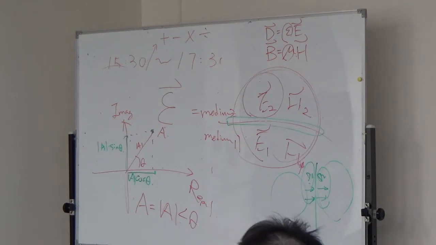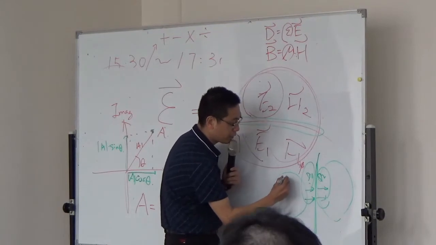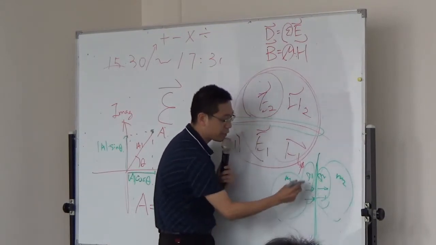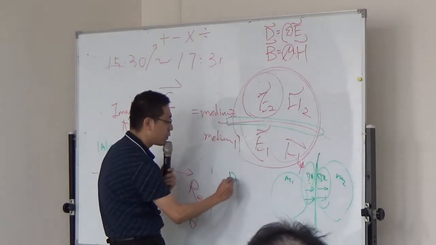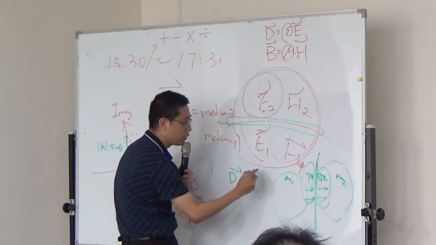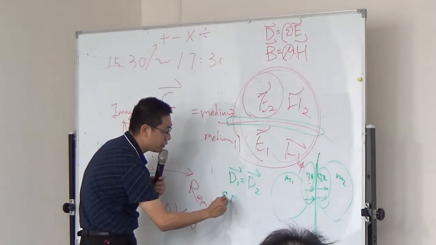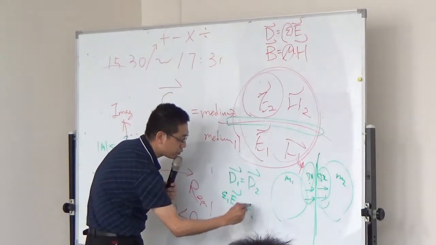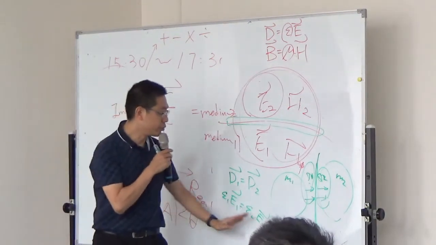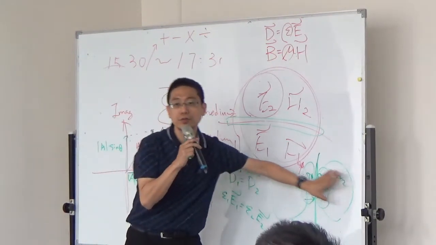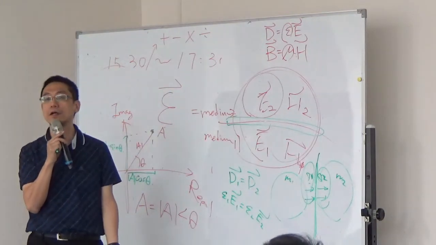If there is no source, what can we obtain? There is a field in media 1 and media 2. I have some D1 and a D2. If there is no source, which means D1 equals D2. If the field is in the same direction, which means epsilon 1 E1 equals epsilon 2 E2. We know the relationship between these two fields on the boundary.